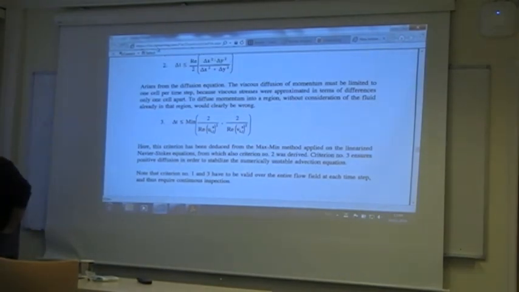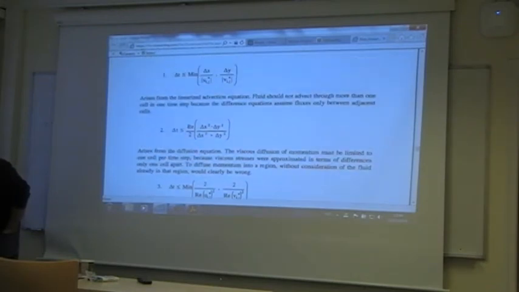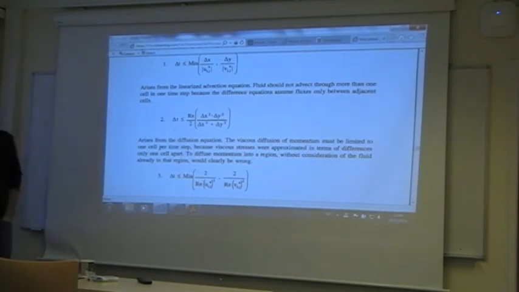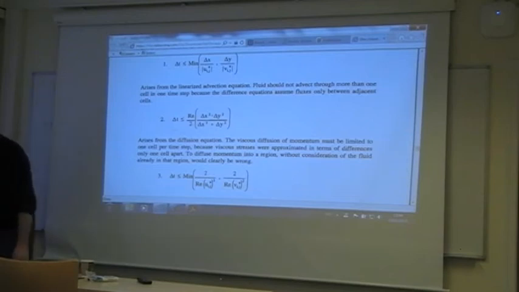So these are the 3 stability criteria listed in the SOLA code that you have been given. Quick and dirty way to find it using this max-min method. So yes, it is actually possible to use it on the entire Navier-Stokes.